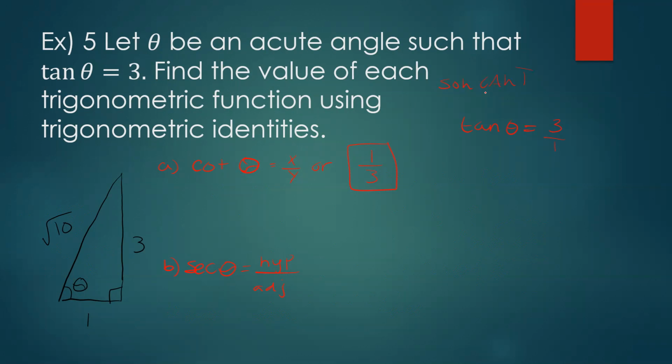Adjacent over hypotenuse, so you just flip it. So here's theta. Can you tell me my hypotenuse? My hypotenuse is radical 10, good, over my adjacent, and then my adjacent side is 1. That's why it's radical 10. Okay, that was example 5.